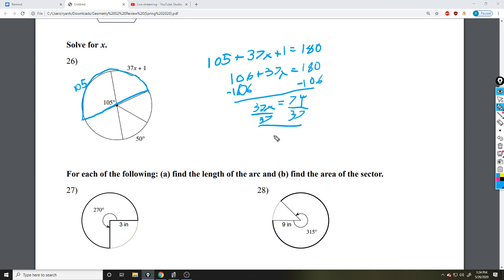And it just so happens that it divides out nicely, and we're going to get 2. There we go. Done.